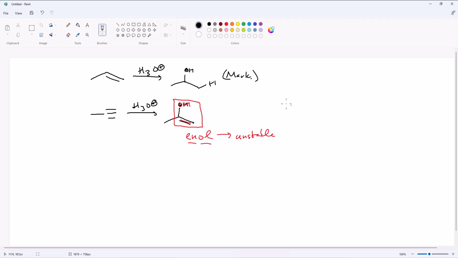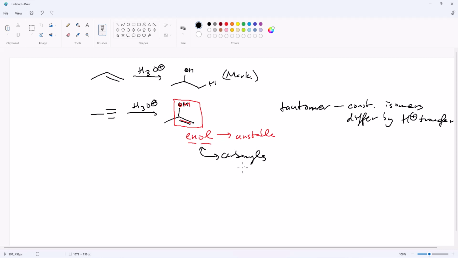A tautomer, spelled like this. Tautomers are constitutional isomers that differ by a proton transfer. So what we can do is move protons around in this enol form to get a more stable form of this species. It turns out that enols and carbonyls are tautomers of each other, and I'll show you the tautomerization pathway for this.